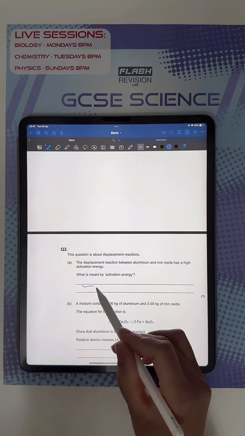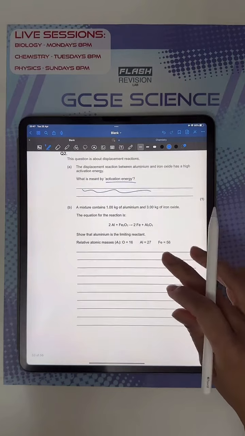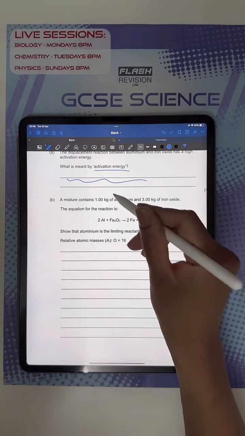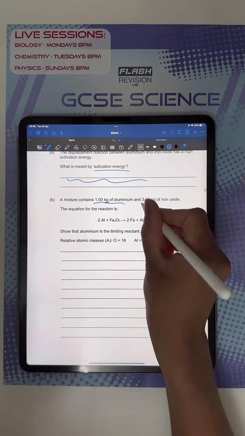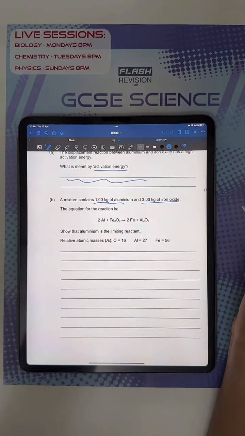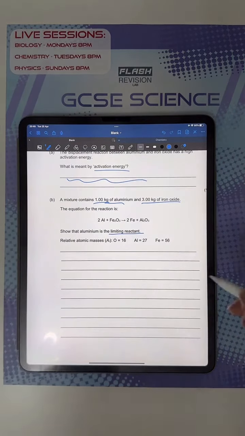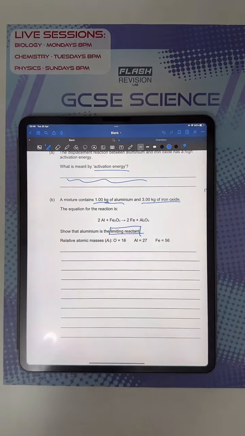I'm going to ignore this question. I'm going to do this topic in another live. This is energy. Let's try this calculation out because I want to focus on moles right now. So a mixture contains 1 kilogram of aluminium, 3 kilograms of iron oxide. Show that aluminium is the limiting reactant. Okay, so this is another part of this topic. Does anyone know what limiting reactant means?